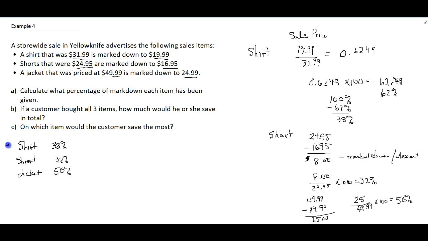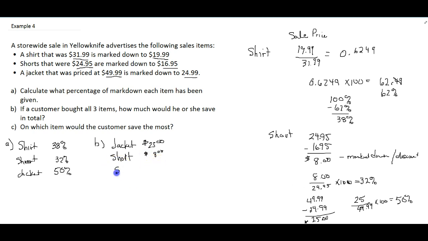So we just answered A. Calculate what percentage of markdown each item has been given. Well, let's go on to B. B asks, if a customer bought all 3 items, how much would he or she save in total? Well, we know that on the jacket, the savings was $25. And we know on the shorts that the savings was $8.